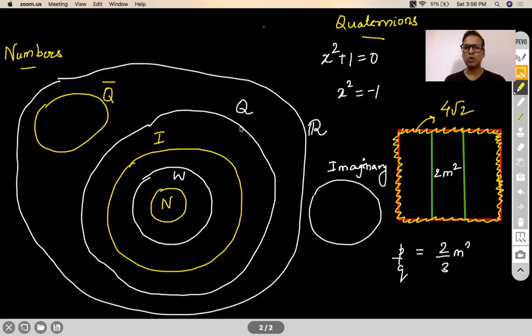I don't want to waste time talking about things which are not relevant as of now for our JEE preparation. So this is a brief history of why complex numbers came into the picture.